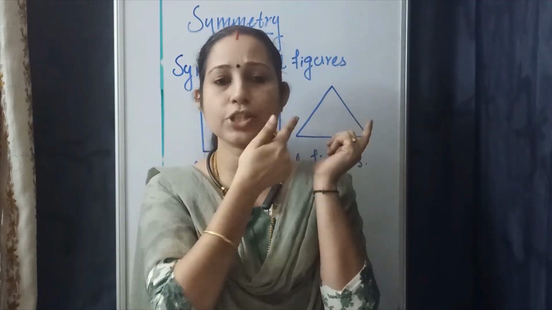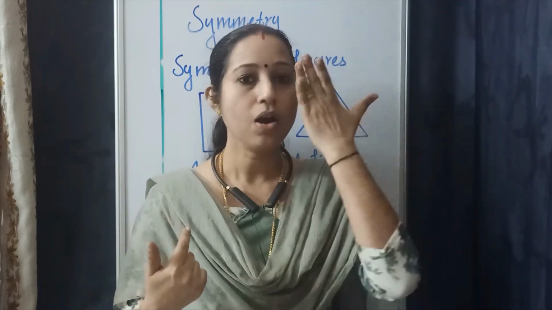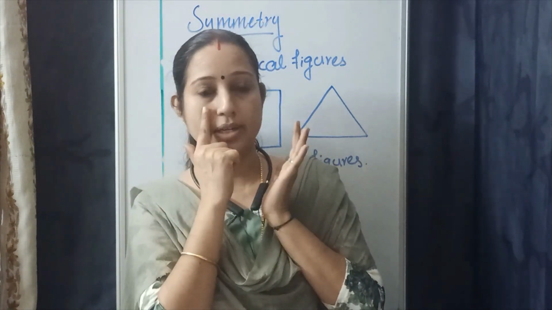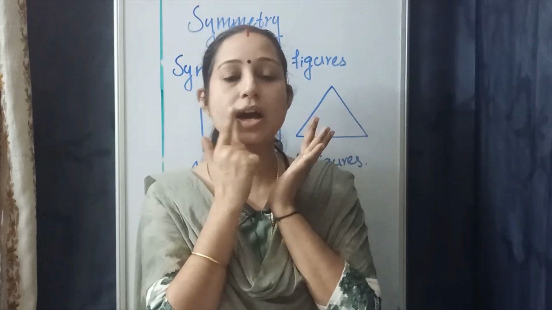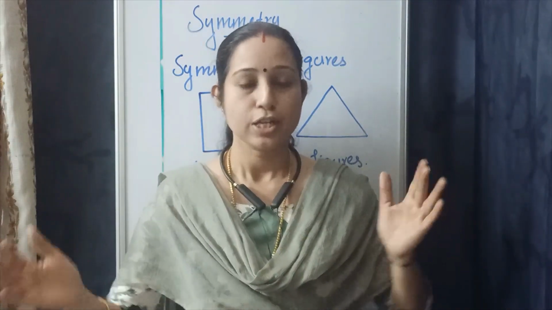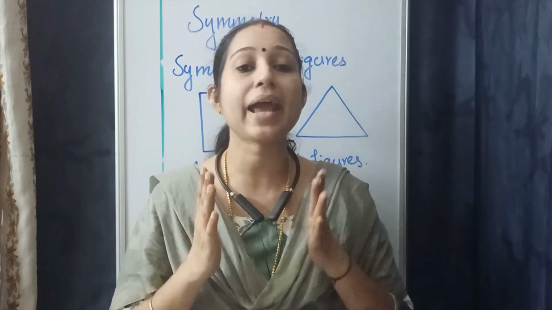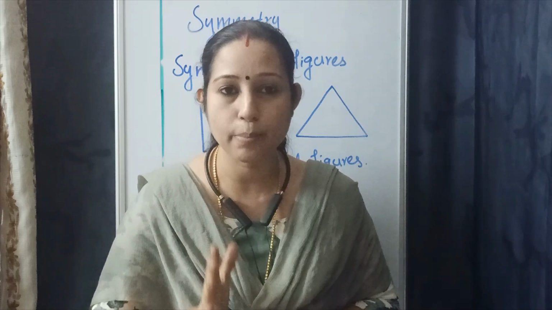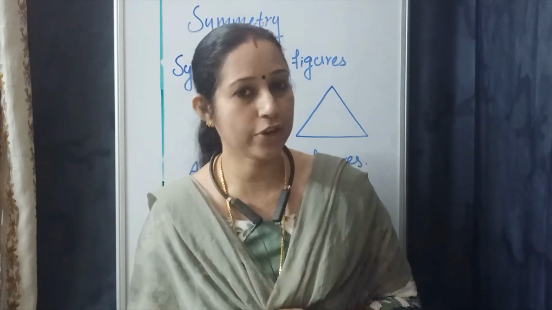Is there any change in these two parts? One eye here, half part of the nose, one eye here, half part. Then here, half part of lips. One arm on this side, also one arm on this side. So these two parts are exactly the same. Our body is a good example of a symmetrical figure.